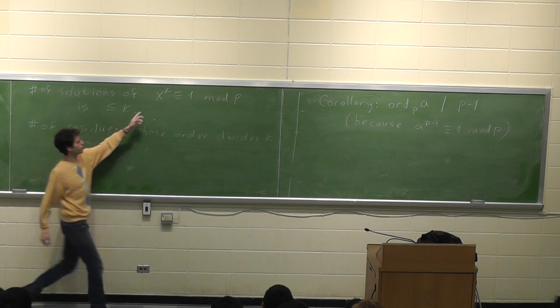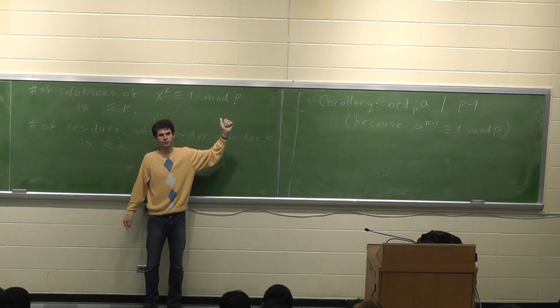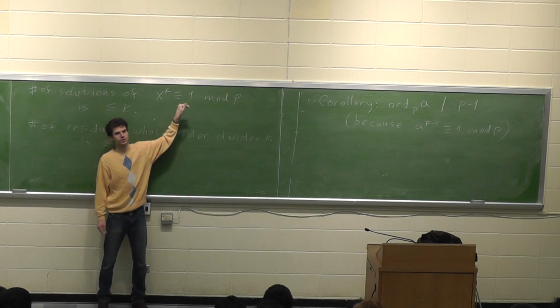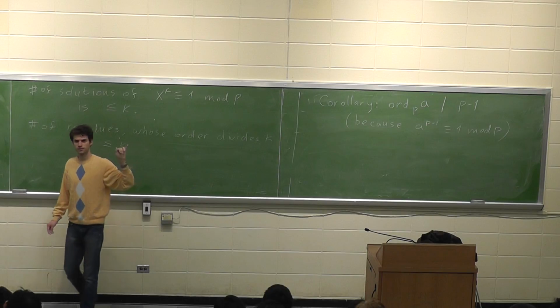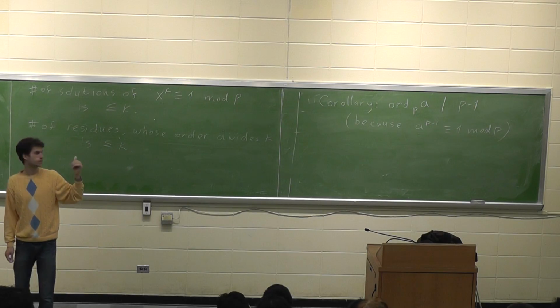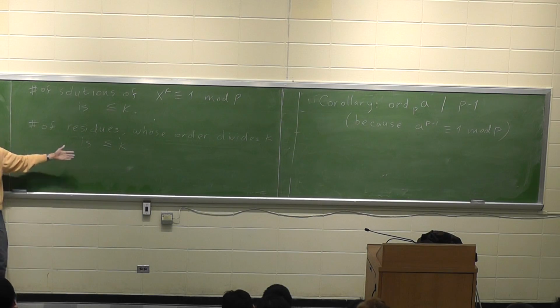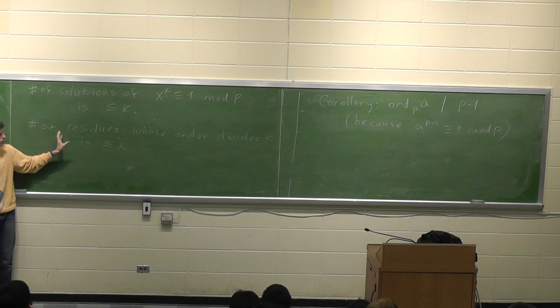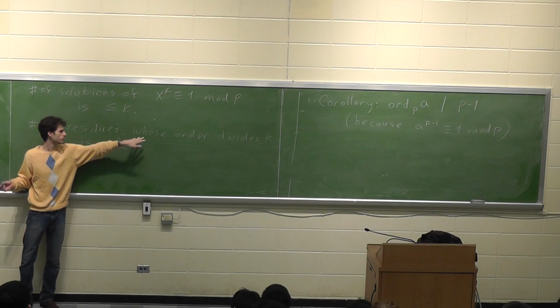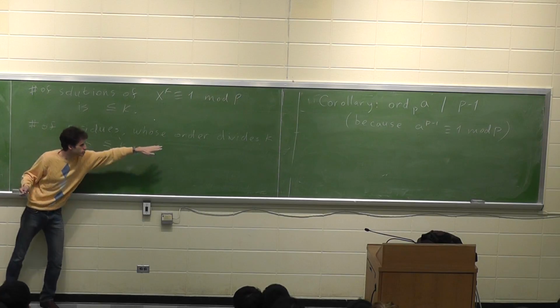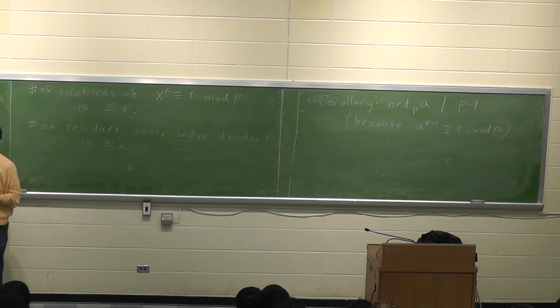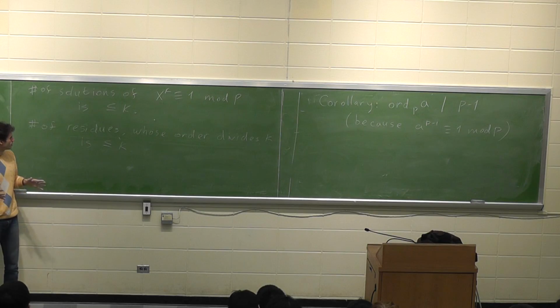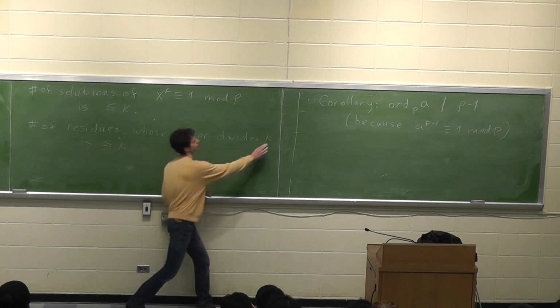Indeed, we know that x to the power k is congruent to 1 modulo p if and only if the order of x divides k. We just proved it. So here's a statement which gives you an inequality about how many different residues might have order which is a divisor of k. I would be interested in knowing how many different residues have order exactly equal to k.